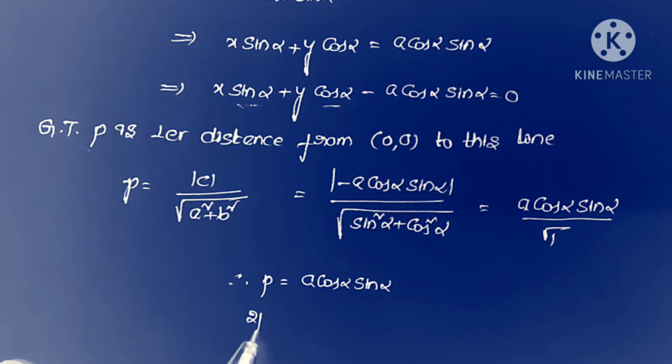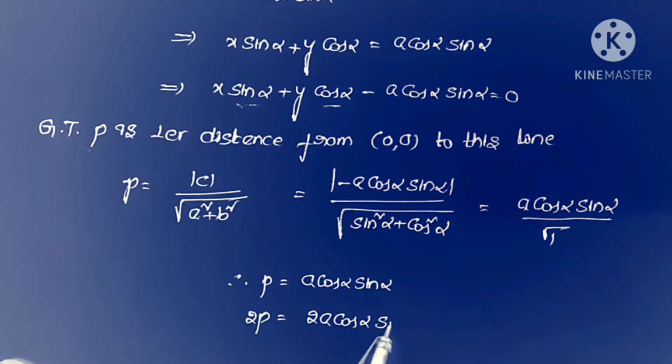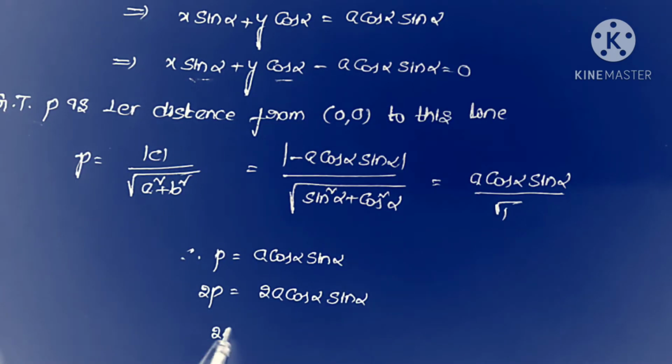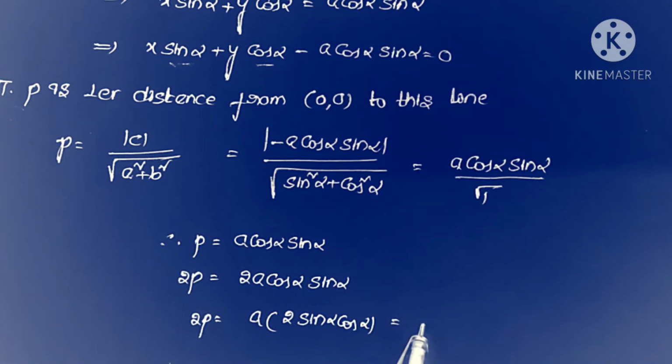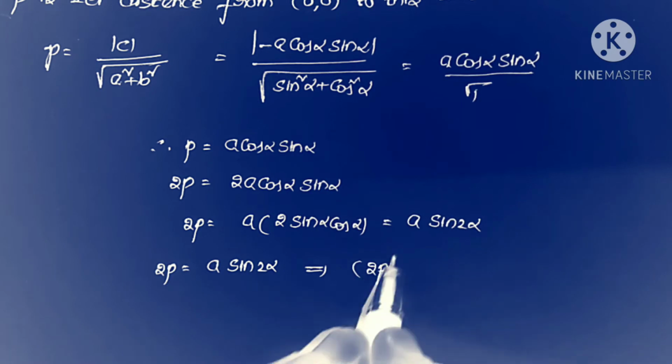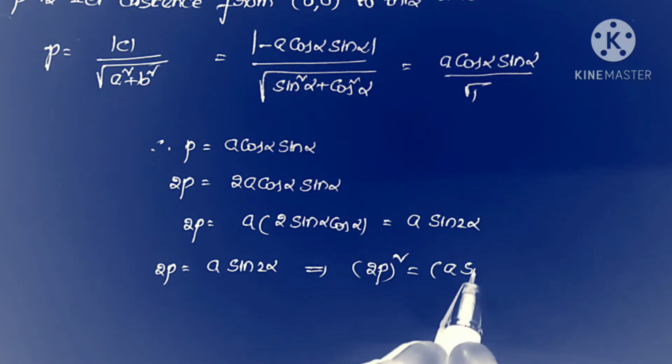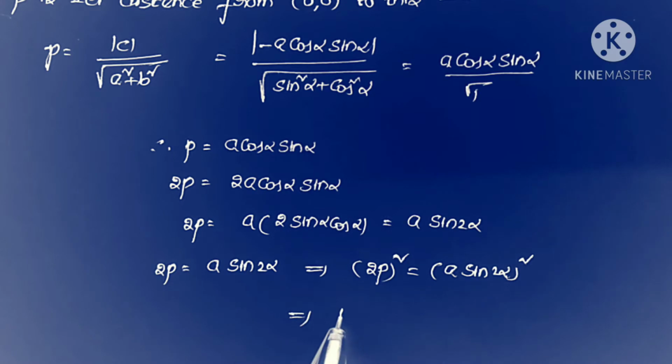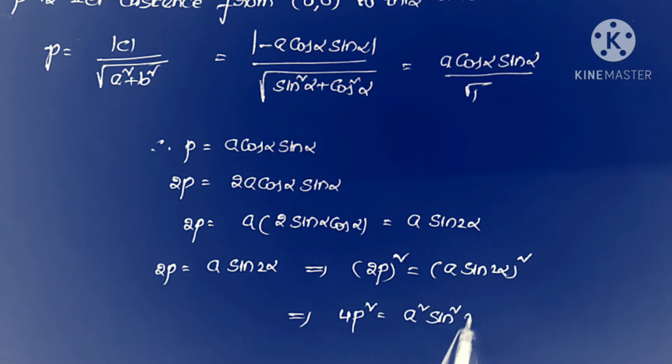Now I multiply this value by 2, that is 2p is equal to 2a cos alpha sin alpha. This is a into 2 sin alpha cos alpha, and 2 sin alpha cos alpha is equal to sin 2 alpha. So this is a into sin 2 alpha. Now squaring on both sides, we get 2p whole square is equal to a sin 2 alpha whole square. That is, 4p square is equal to a square sin square 2 alpha, say equation 1. Now we take this as the first equation.